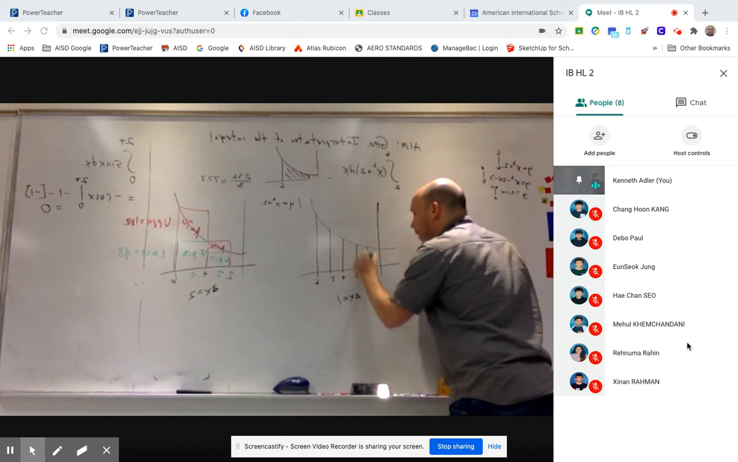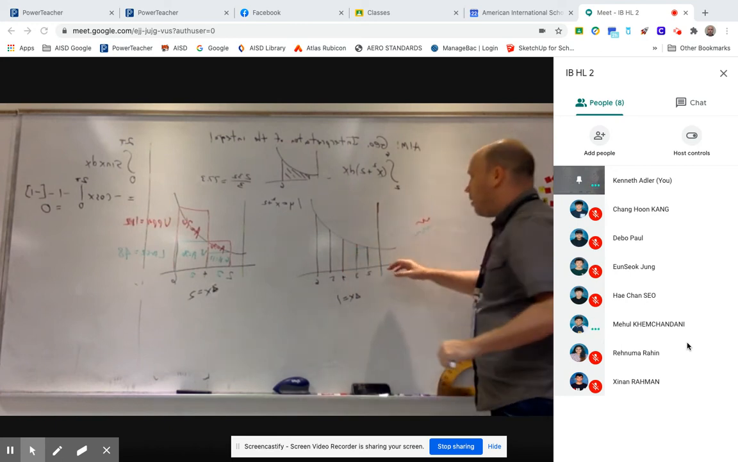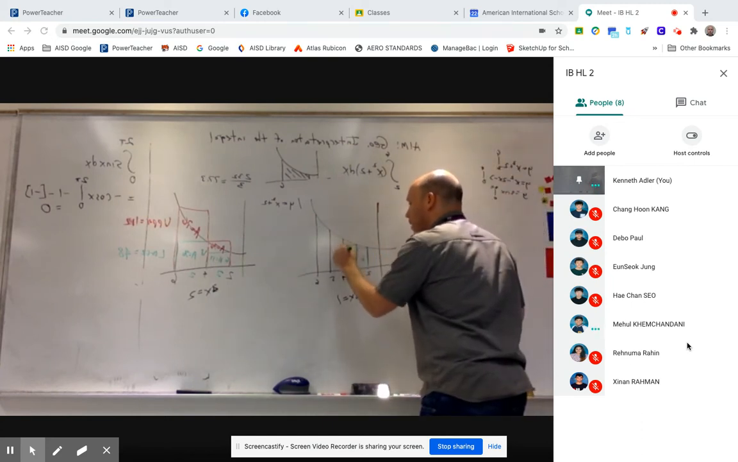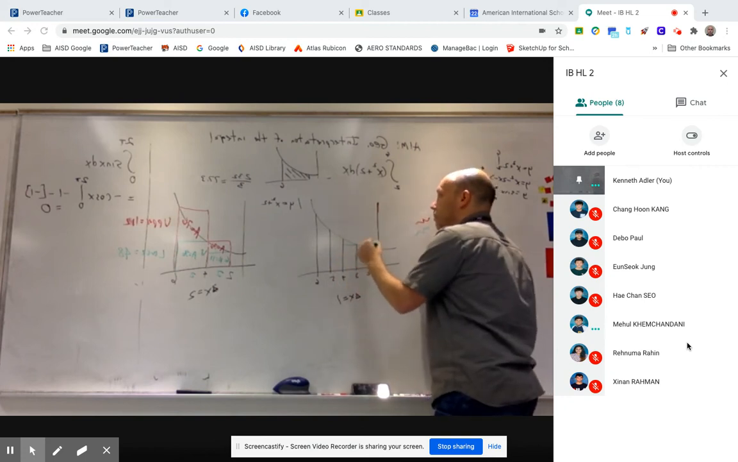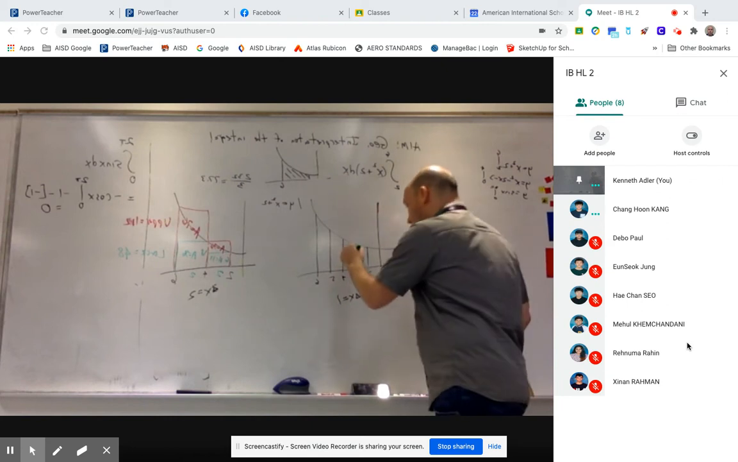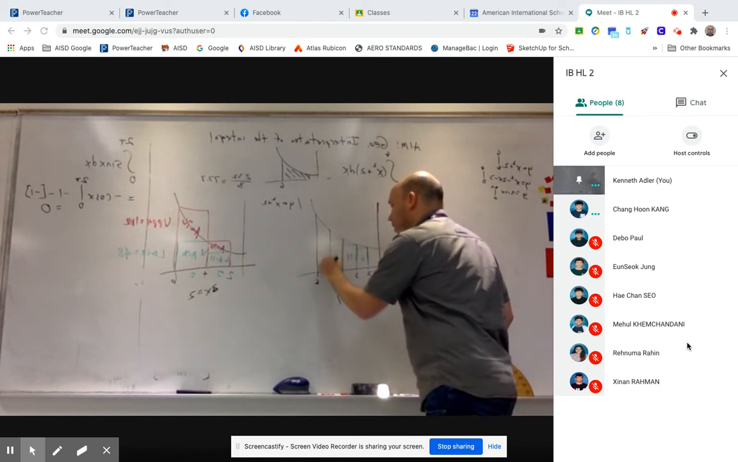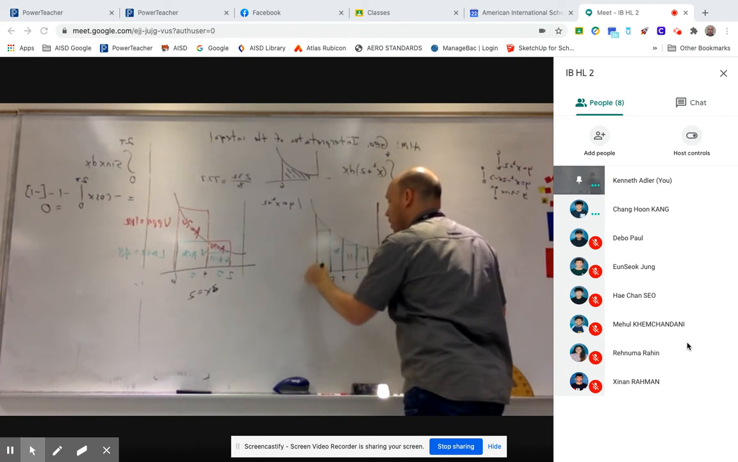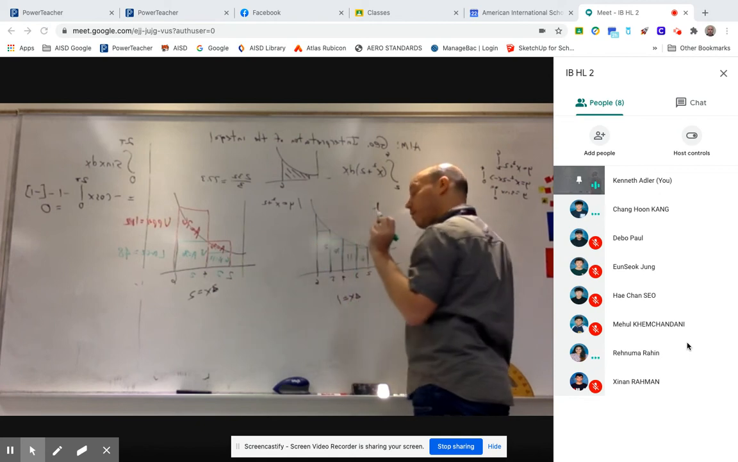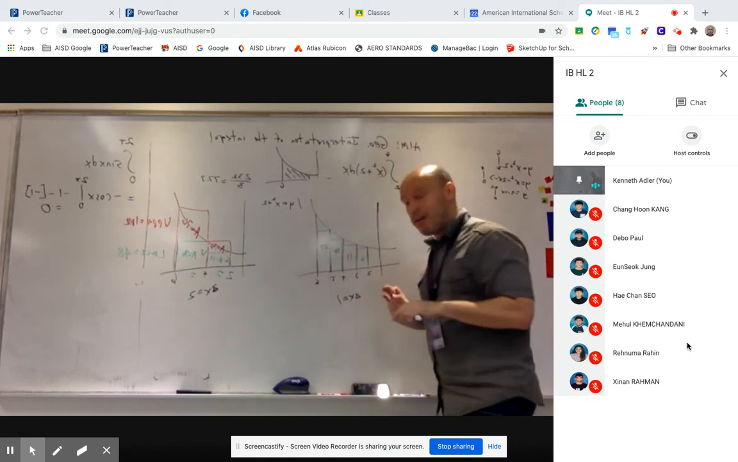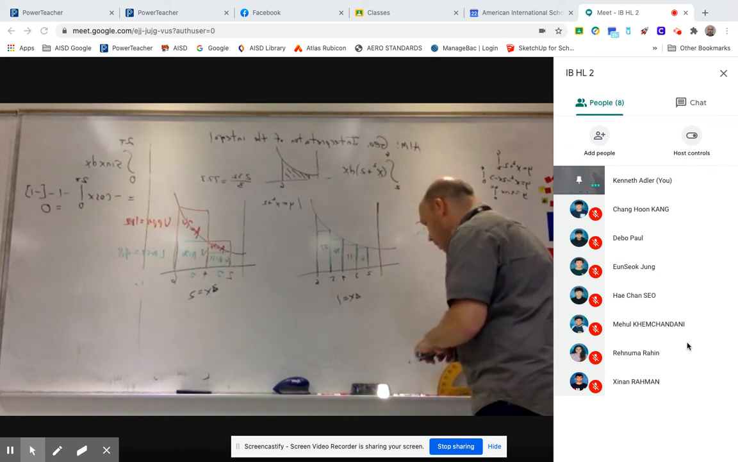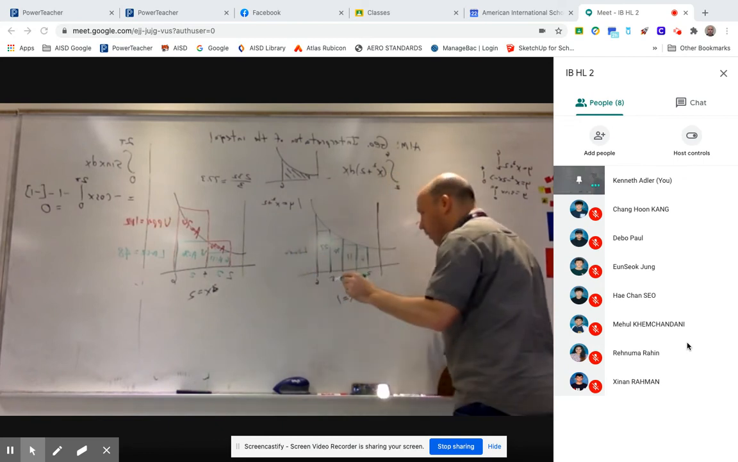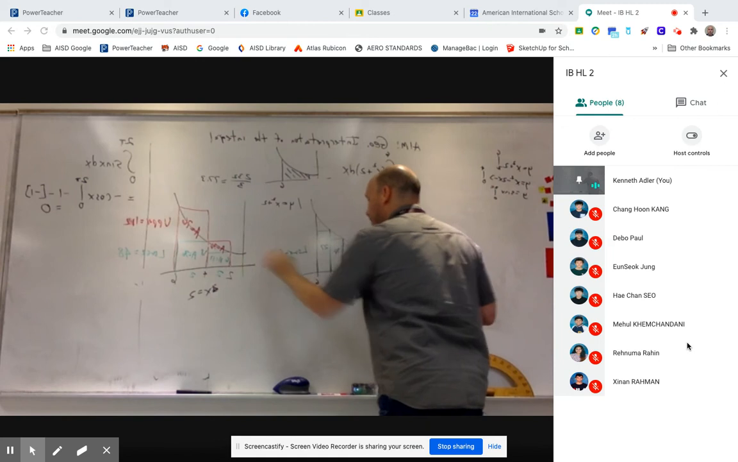What is the lower rectangle here? 6. 6 times 1 is 6. What's my lower rectangle here? 11. Nice. What's my lower rectangle here? 18. What's my lower rectangle here? 27. 6 plus 11 plus 18 plus 27 is 62. Nice. Let's do the upper one.